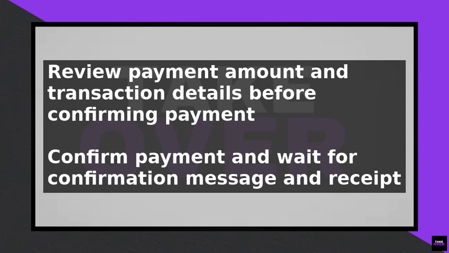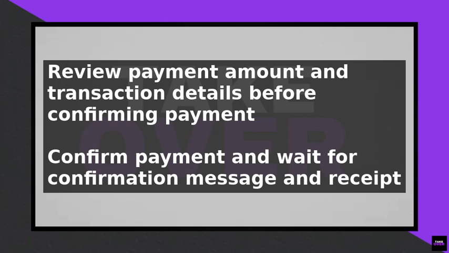Before completing the payment, review the transaction details, including the payment amount, payment method, and any applicable fees. If everything is correct, confirm the payment and wait for the confirmation message. You will receive a receipt and a confirmation message from Google Pay once the payment is processed.